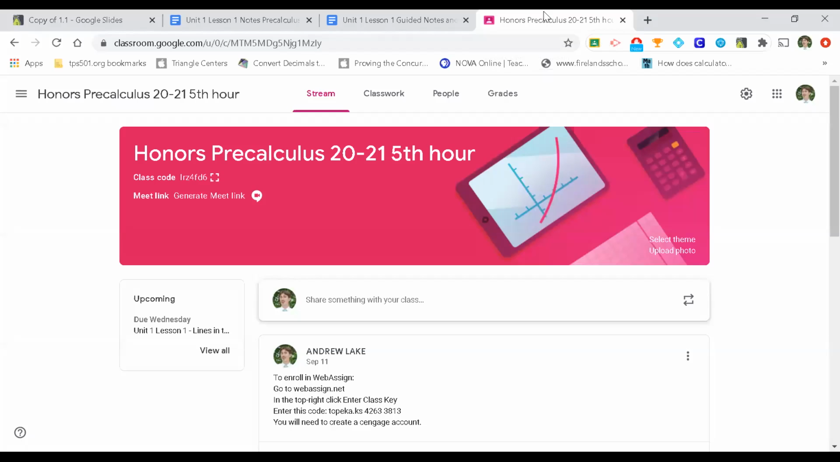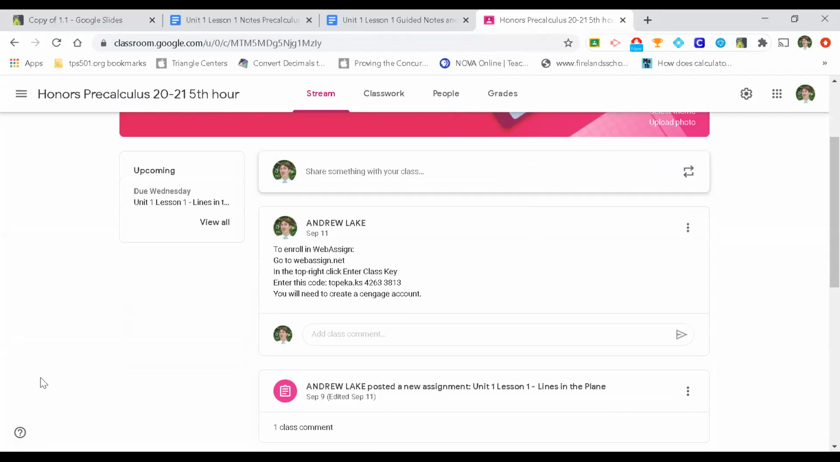Before we actually get into it, hopefully you saw this in Classroom. I put an announcement that told you how to get into WebAssign. That is something that you'll need to do by Wednesday when we start 1.2. 1.2's homework will be through WebAssign. You could do it on paper and pencil, or use a Google Doc, but you don't have to. You can just do it in WebAssign.